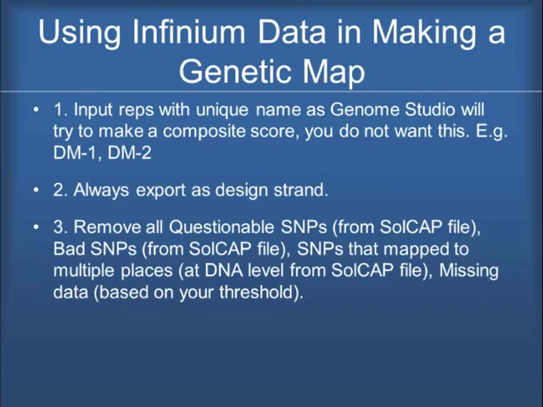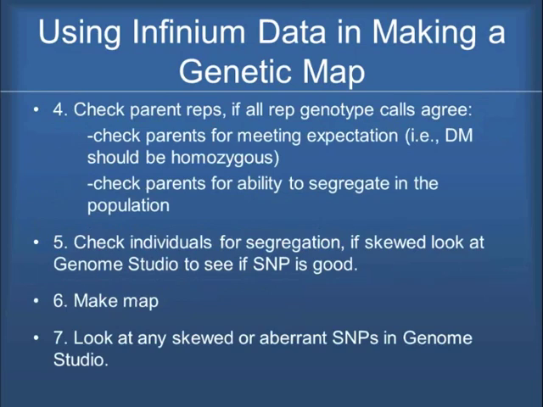One is you've got to input your reps with unique names so that Genome Studio reads your data correctly, so that we have a standardized system of looking at the SNP calls. We want to always export it as a design strand. I'll come back to that. Then we want to remove all questionable SNPs, bad SNPs, SNPs that map to multiple places, and missing data. These are things that you need to work through.